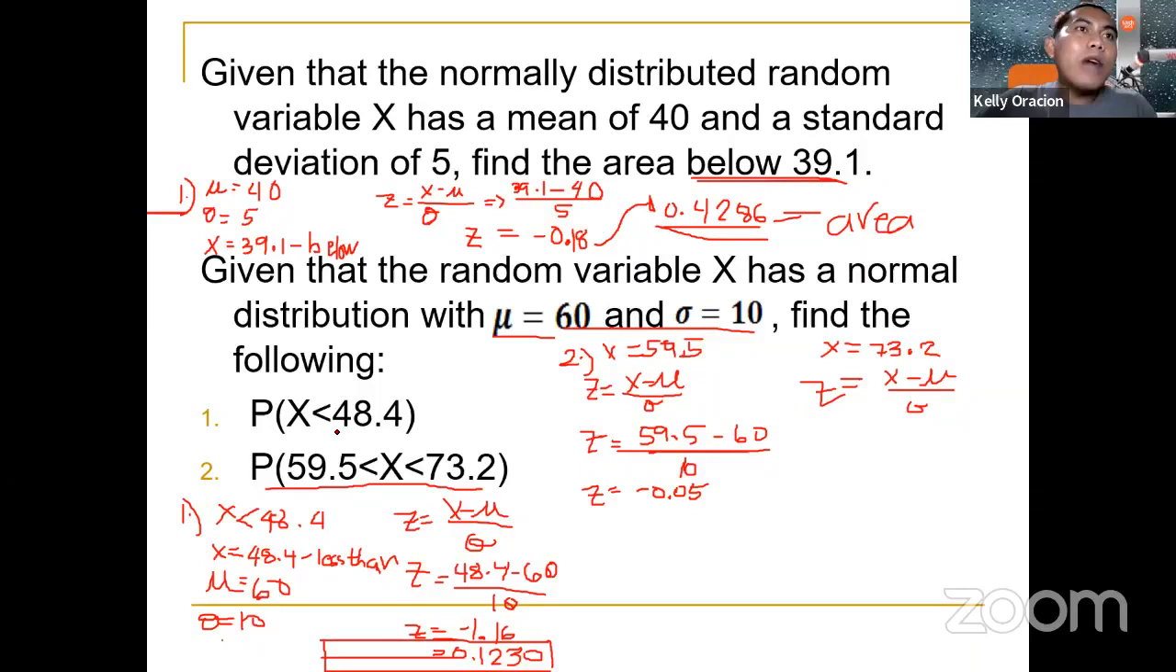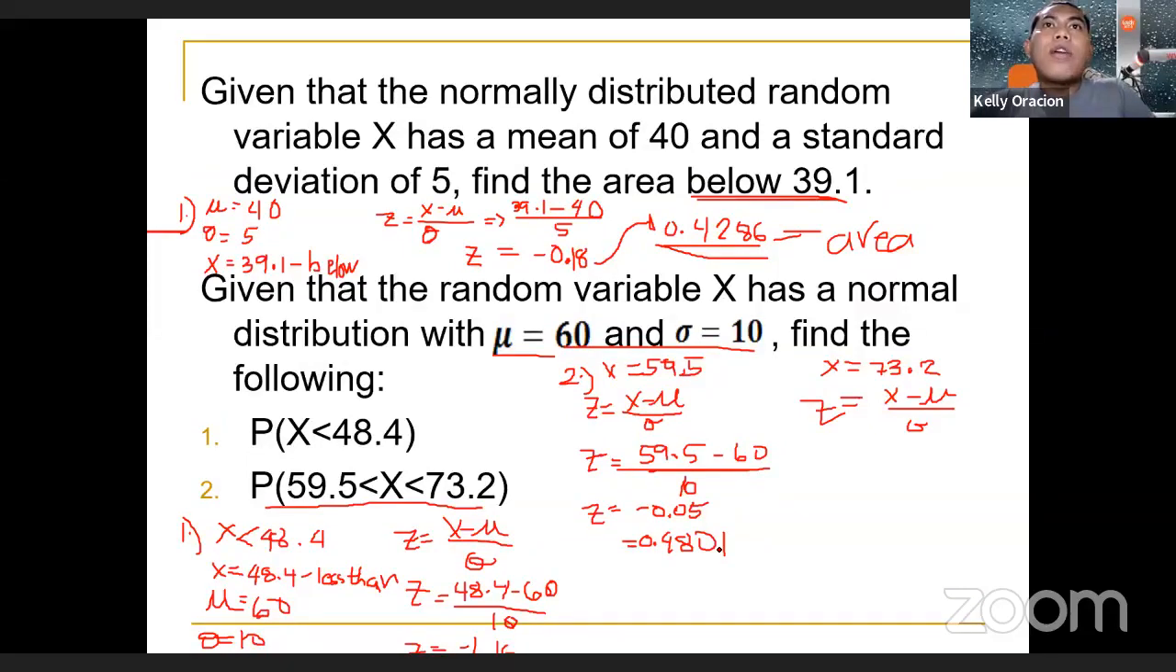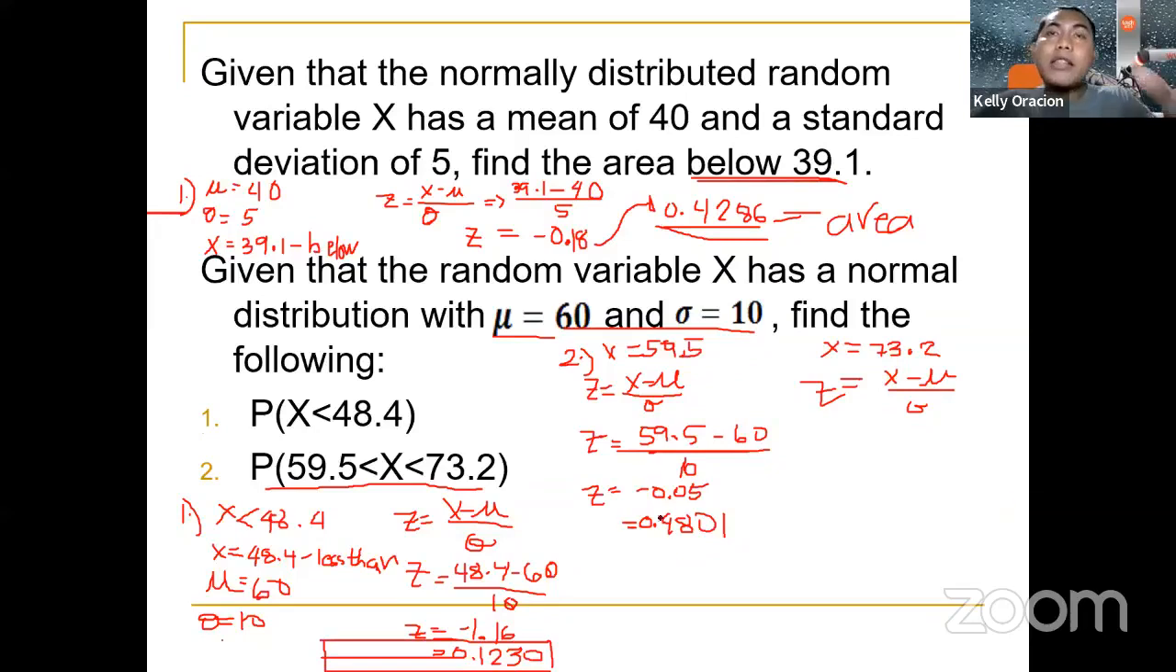Now, how about you, Mandy? What is the tabular value of negative 0.05? 0.4801. That is the tabular value of negative 0.05, which is 0.4801. That is correct, Mandy. Let me change the 4, it looks like a 9.